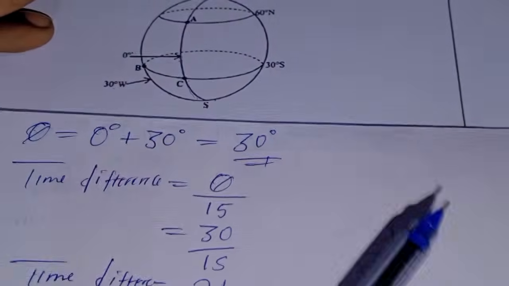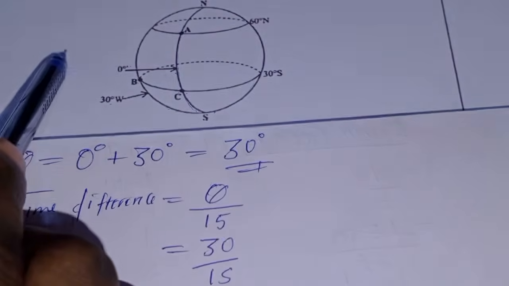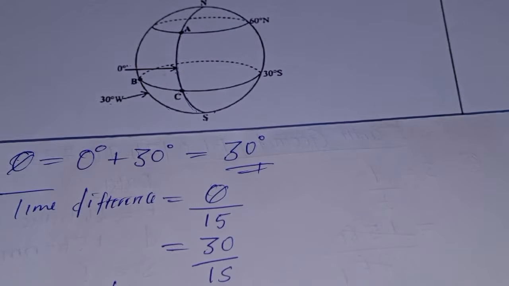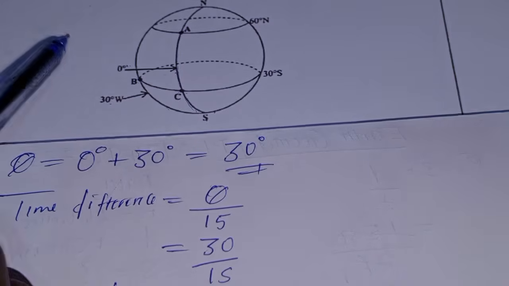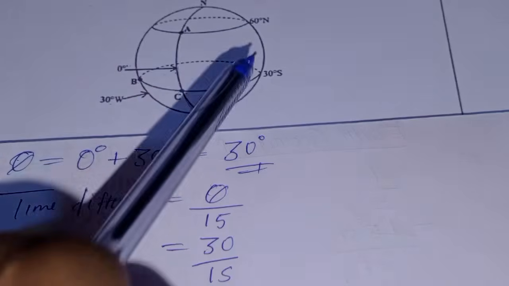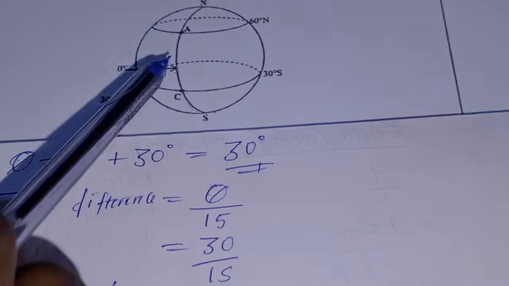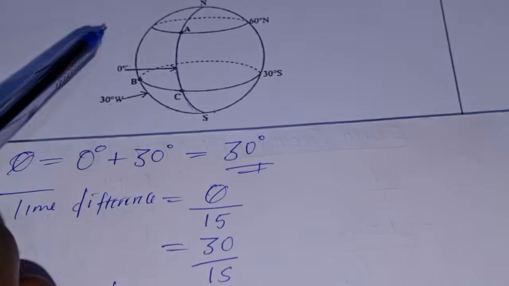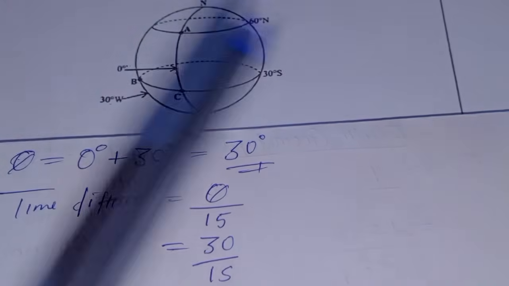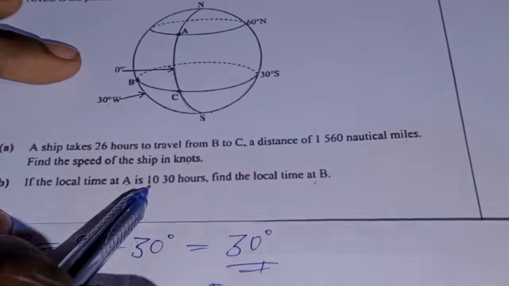Or rather, let me put it simply for you to understand. Whenever the time is moving from the right side going to the left side, you subtract to get the time. When the time is moving from the west side, or from the left side, going to the right side, you add. So from the right side to the left side, you subtract. From the left side to the right side, you add. In this case, the time is moving from the right side to the left side, so we need to subtract.